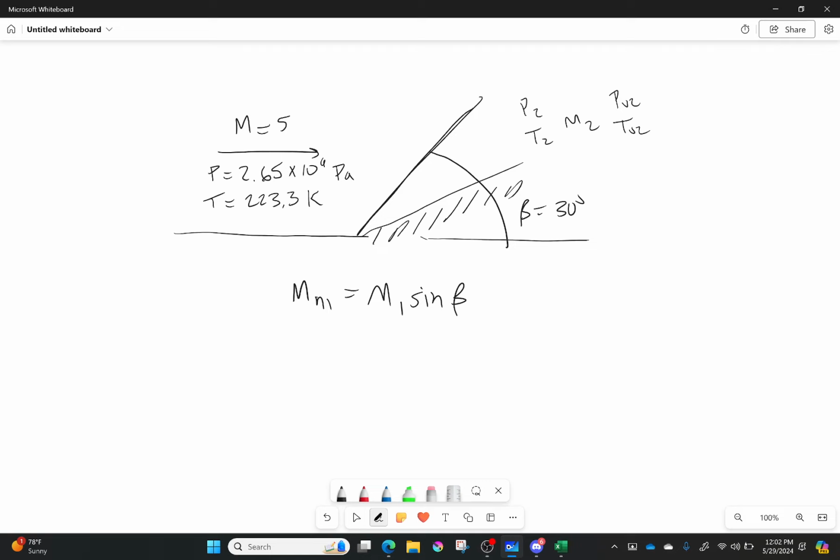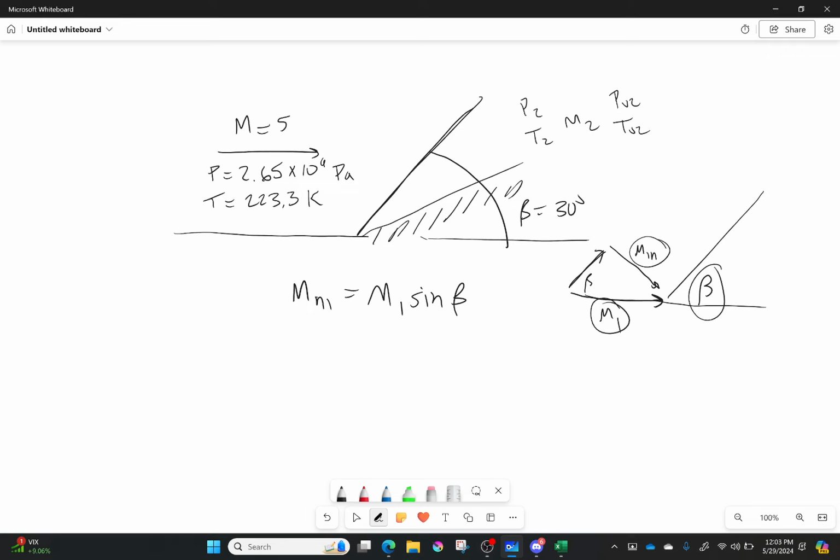Wondering why that is? I have this flow, it's coming in here. I can even draw it like this. It intersects, and that angle right there is beta. This flow is going to have a normal component and a tangential component. This one right here is the normal component. This is M1. And so if that angle is beta, this angle is beta too. Opposite over hypotenuse is sine, and there we have it. That's where that equation comes from. So it's nothing too crazy there. It's all just from angles.